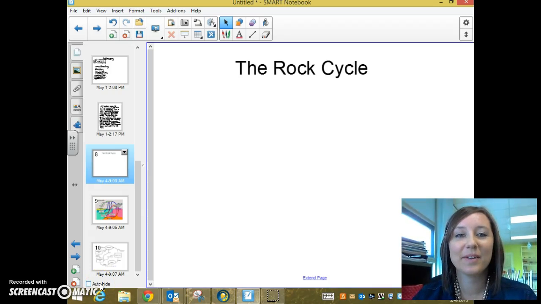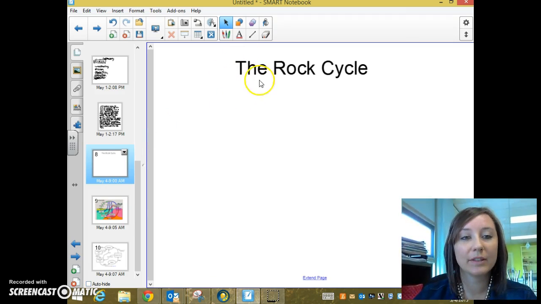Hi, sixth grade. Today we are going to be talking about the rock cycle. This is kind of the ending segment of our entire rock unit and mineral unit. And what we're going to be doing is putting everything that we've learned already about rocks together. So when we talk about the rock cycle, you should start to try to make some connections.